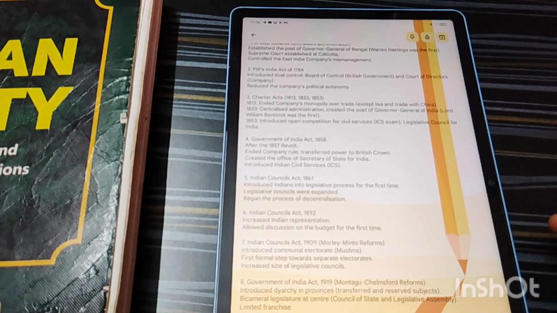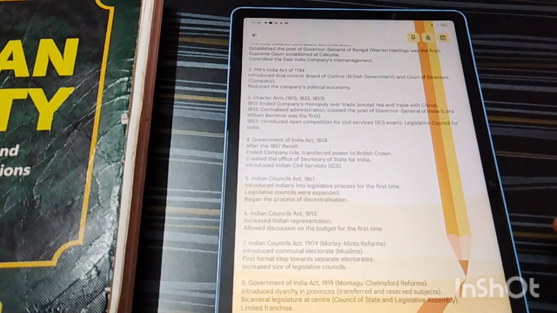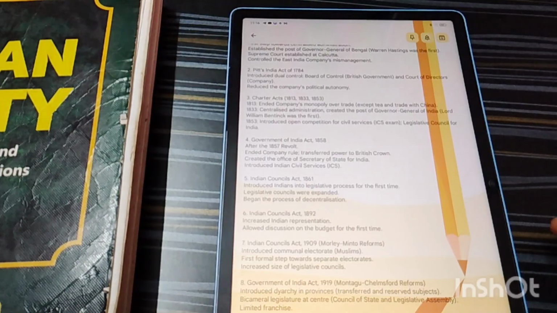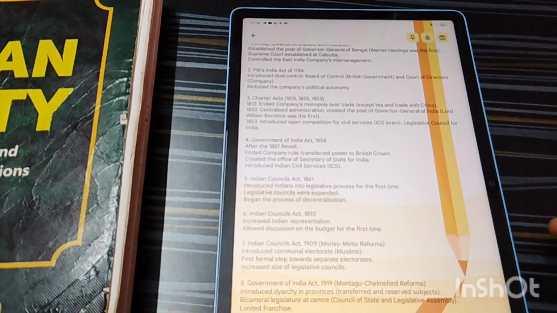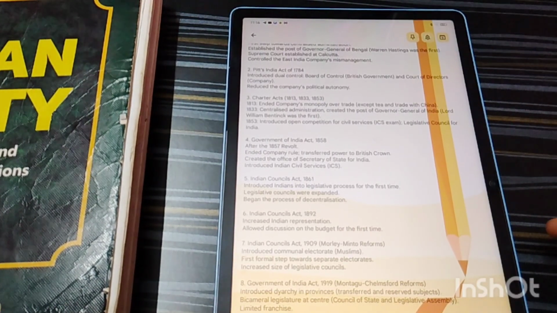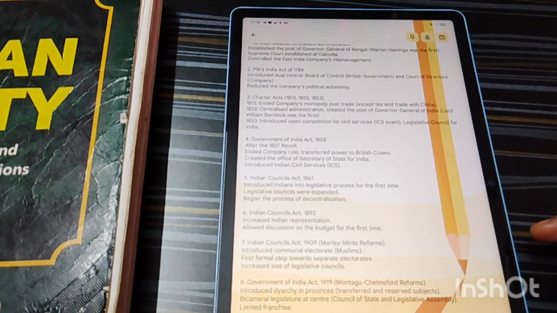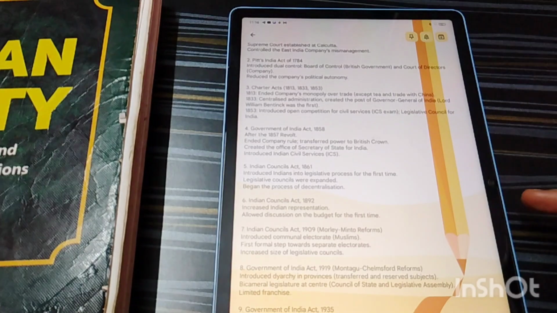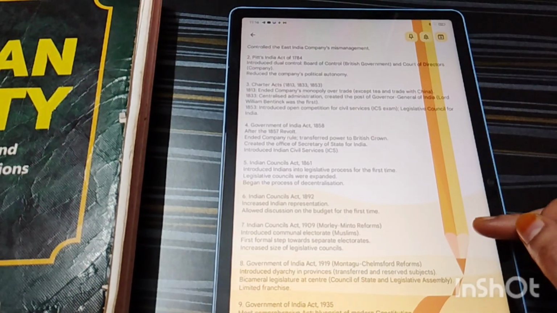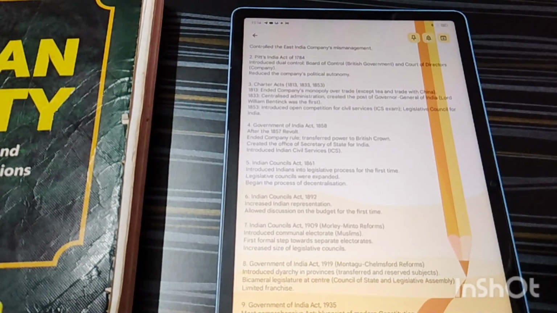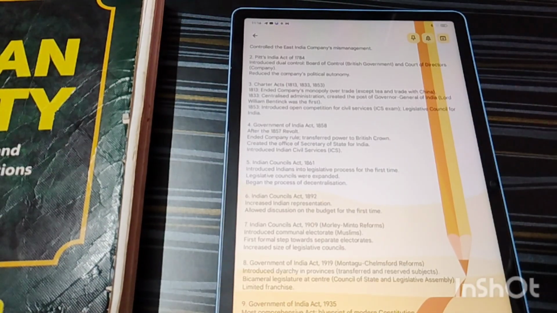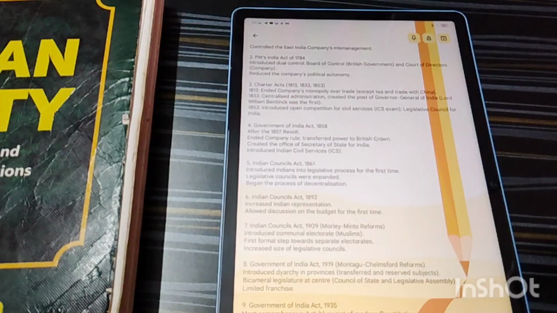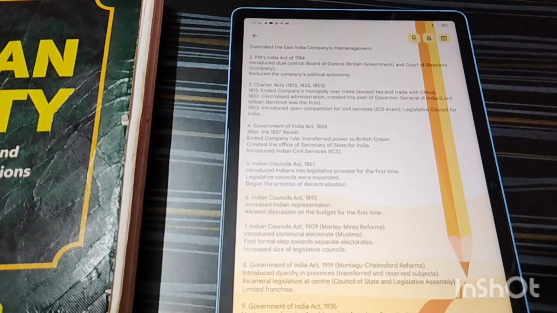The second act was Pitt's India Act of 1784. This act introduced dual control, that is the Board of Control under the British Parliament, and the control of the Court of Directors of the Company. So it reduced the company's political autonomy. The third one is the Charter Acts of 1813, 1833 and 1853. In 1813, it ended the company's monopoly over trade except tea and trade with China. In 1833, it centralized administration and created the post of Governor General of India, Lord William Bentinck being the first. In 1853, it introduced open competition for civil services, the ICS exam, and a Legislative Council for India.